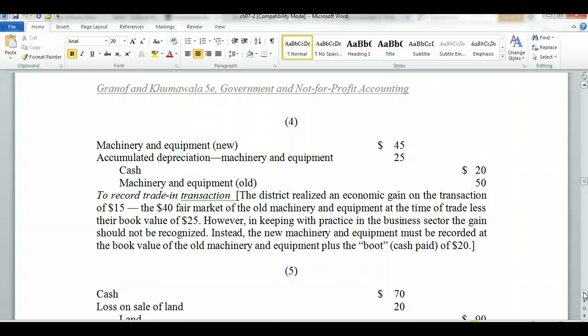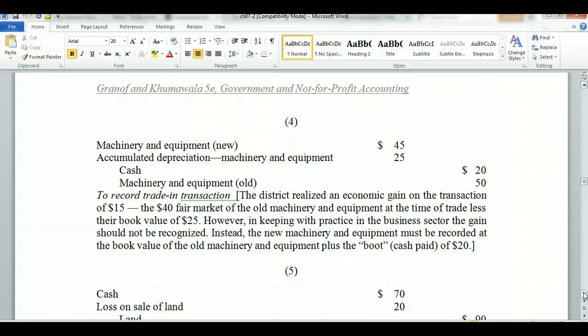We have an adjusted basis on this equipment of 25 because we originally bought it for 50, but with our depreciation of 25, its adjusted basis is 25. So if we get rid of that old machinery off of our books, we get rid of the machinery, get rid of the accumulated depreciation, we would then take our cash plus that adjusted basis of that old equipment to come up with 45 as the basis for our new equipment.